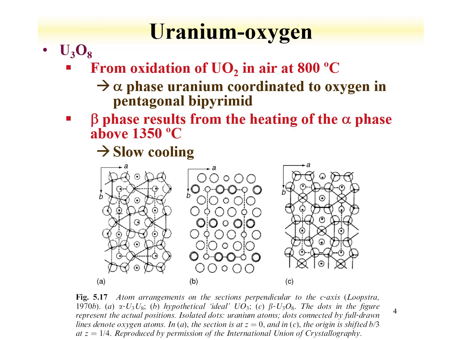Another important uranium oxide species is U3O8, and this is formed from the oxidation of UO2 in air at 800 degrees. There's two phases, an alpha phase and a beta phase. That means it's U3O8 with different structures. And pictured here are some of the different structures.